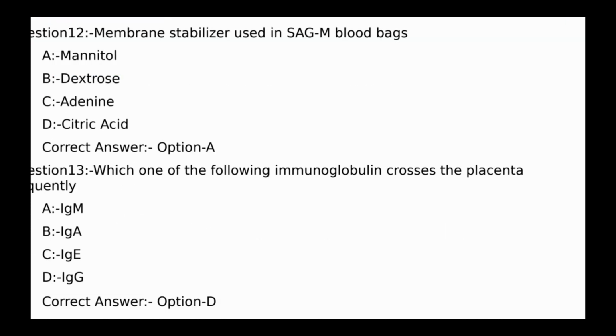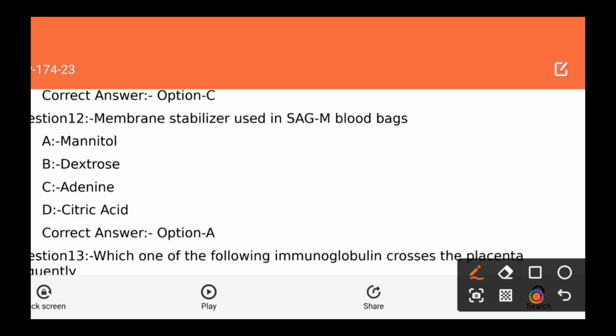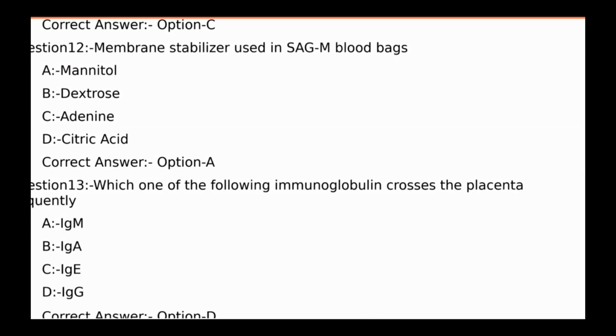Next question is membrane stabilizer used in SAG-M blood bags. Option A, mannitol. Option B, dextrose. Option C, adenine. Option D, citric acid. The right answer is option A, mannitol. Mannitol is used as membrane stabilizer in SAG-M blood bags.